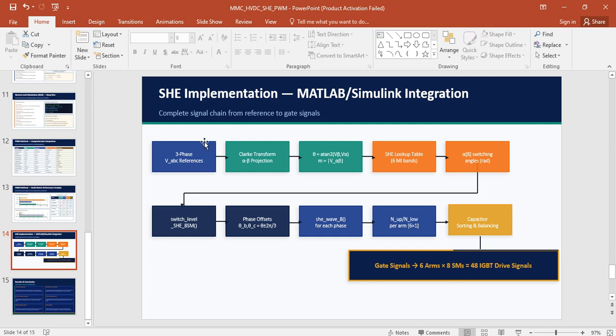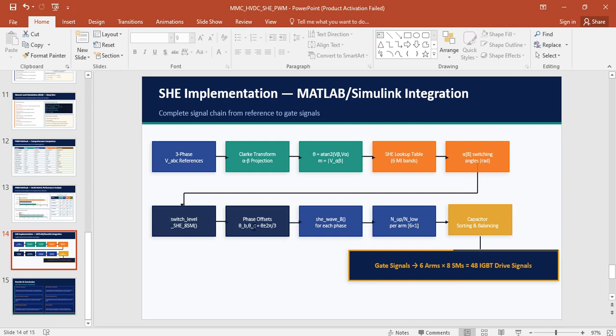We have a three-phase VABC reference. Then we use the Clarke transformation so that we get alpha and beta terms. From the alpha and beta terms, we extract the angles, and we find the modulation index. From there, we formulated a lookup table based on the modulation index. And from this, using the angles, we calculate and move on to the switching level.